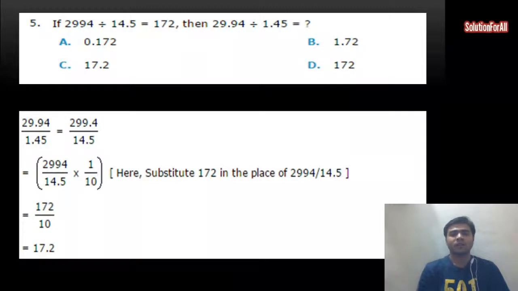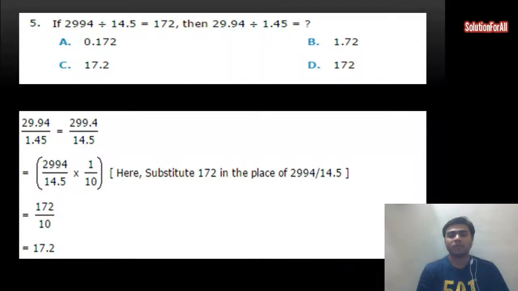Okay, if 2994 divided by 14.5 is equal to 172, then 29.94 divided by 1.45 is equal to what? This is a very easy question. You just have to shift the decimal, arrange the decimal in a proper form so that you get the answer, because the answer has already been given to you in the question itself. Just shift the decimal to get the correct answer. So let us take the question part.